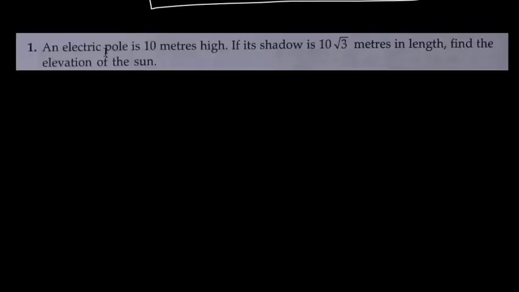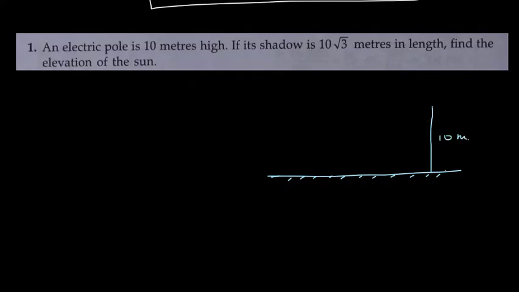Now here the first problem is an electric pole is 10 meter high. If its shadow is 10 root 3 meter in length, find the elevation of the sun. So here in word problem, visualization, you have to visualize the things. There is an electric pole. So if I draw a ground, say this is a ground, and on this ground there is an electric pole, and height of this electric pole is 10 meter.